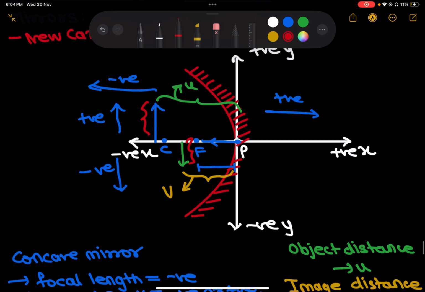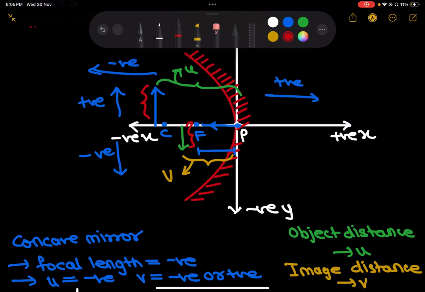But image height for concave mirror may be negative or positive, and for convex mirror it is always positive. But you don't need to memorize all of this, you just understand that the heights above the x-axis are positive, the heights below the x-axis are negative. Simple enough, right?